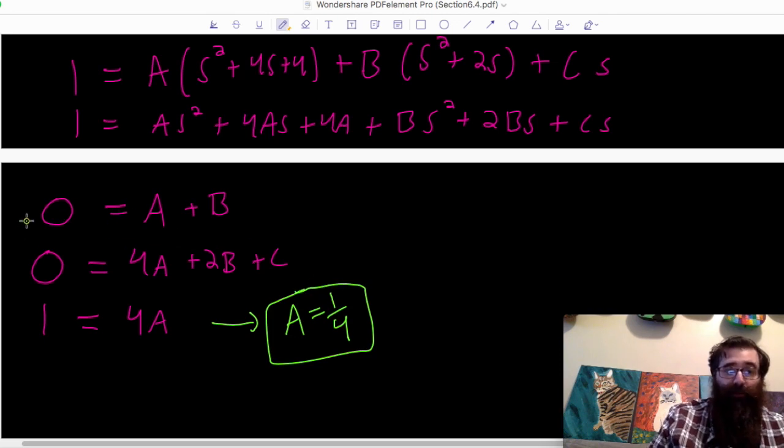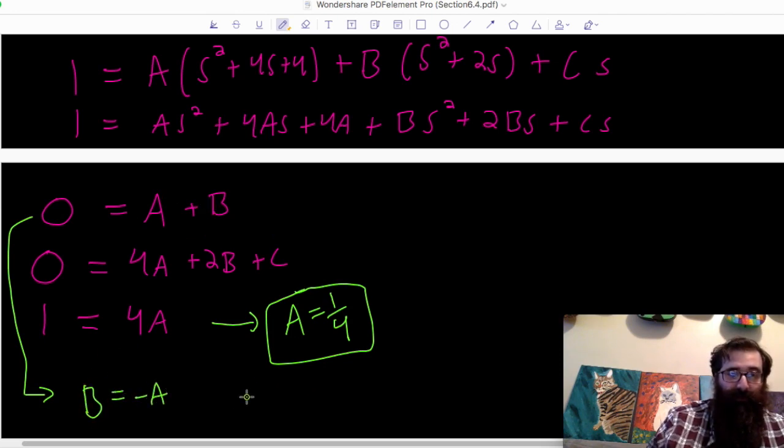We notice that 0 is equal to A plus B. So what does that mean? Well, that means that B is equal to negative A. So then B is a negative 1/4.